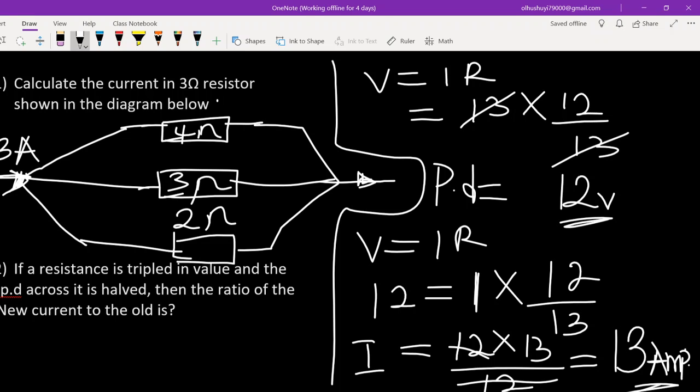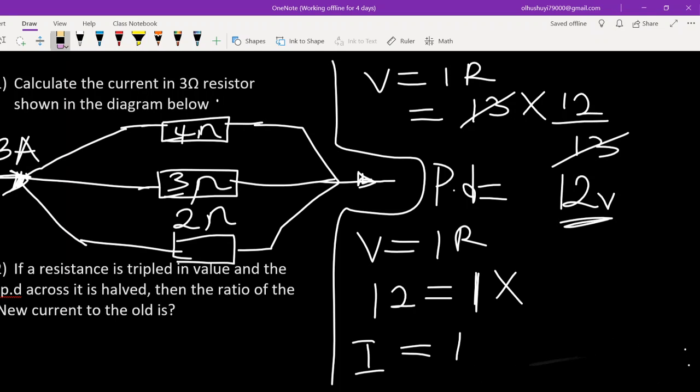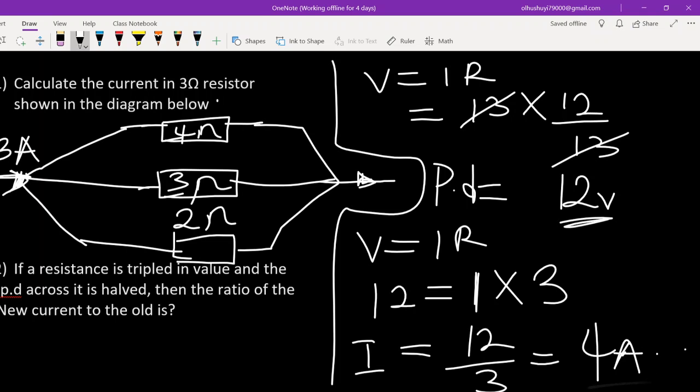So current for 3 ohms. Sorry, we are calculating for 3 ohms, the current that flows through these 3 ohms. So here I'm supposed to use 3, yes. So what do we have? We have 12 divided by 3, and that will be 4. You have 4 amperes. That will be the current that flows through this 3 ohms resistor.